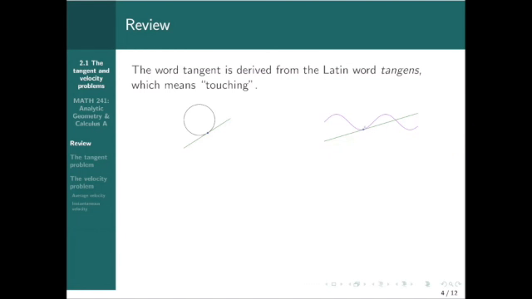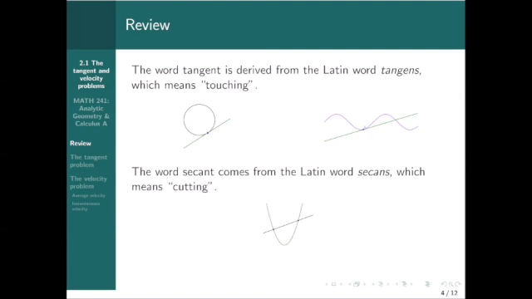I said previously that a tangent touches a curve in only one point, but that was not a precise definition. This is only a good definition if we're talking about circles. The word secant comes from the Latin word secans, and it means cutting. In this case, the secants are always going to cut a curve in more than one point.